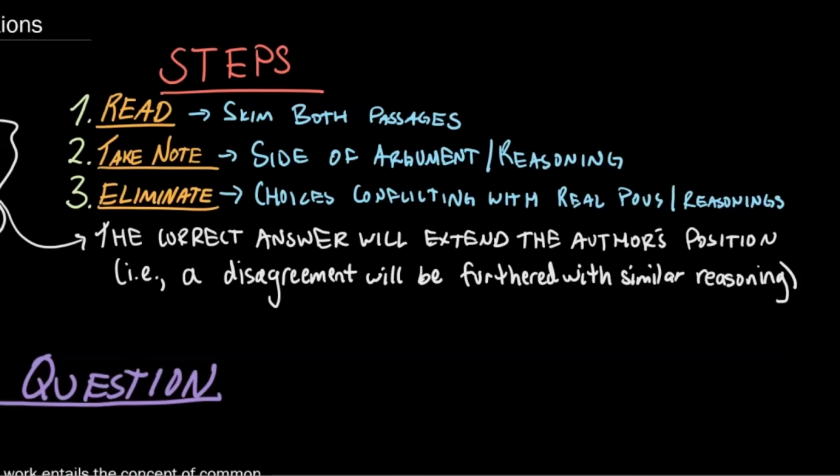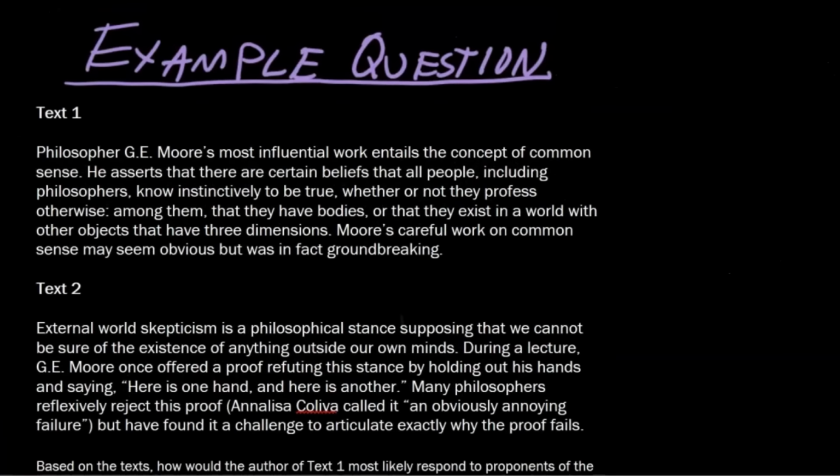Then you're going to eliminate choices that conflict with these lines of reasoning and their points of view. Now, remember that the correct answer will extend the author's point of view. They'll extend their ideology. What does that mean? Well, in each text, there's going to be some sort of ideology that's stated, some sort of point, choice, view, opinion, whatever, right? And they're going to back that up with some sort of reasoning. But what your answer choice should do is kind of continue their logic, continue their line of reasoning, right? It shouldn't conflict with it. It shouldn't do anything like that.